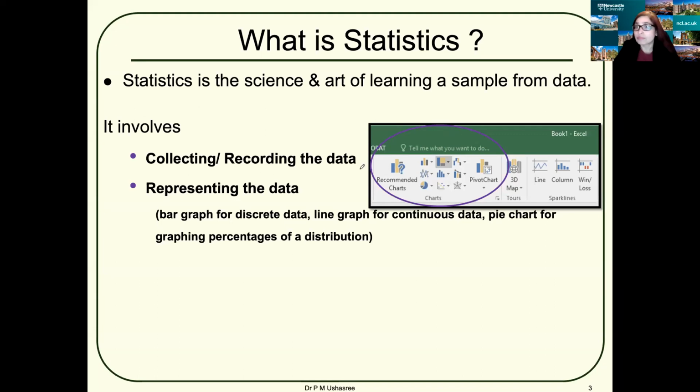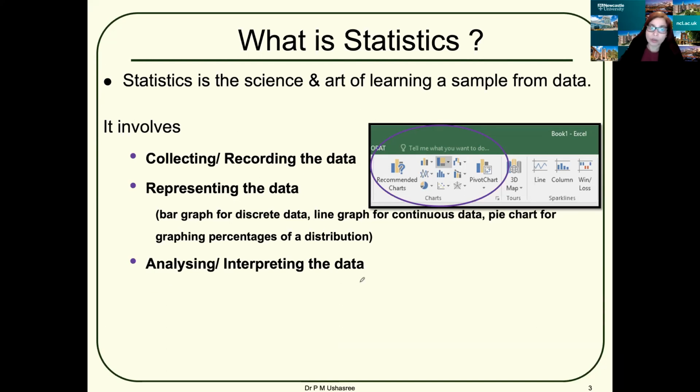So what else could be the best way to represent the data than representing it in a graphical way? And then finally, once you collect and record the data and represent it graphically, you study, analyze, and interpret the data. That's what we're going to see in semester two. You're going to see different tools you will use to represent, analyze and interpret data.